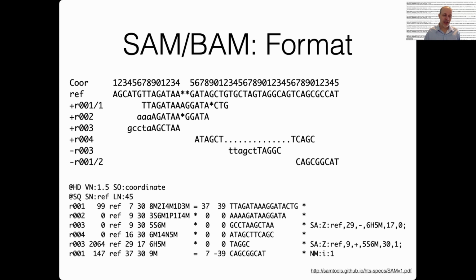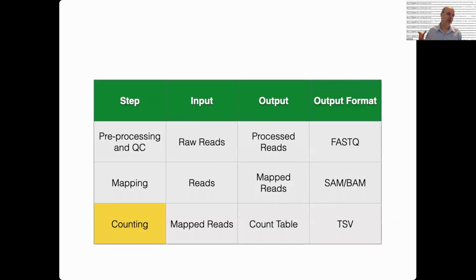So it can be a little bit confusing because originally BAM files, SAM BAM files were designed for carrying mapping location information, but because it has this sort of flexibility, its use has been sort of expanded.